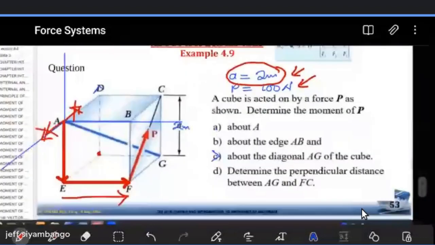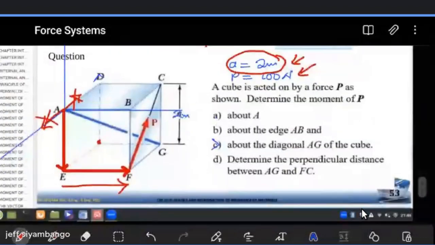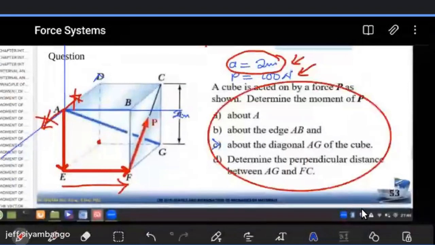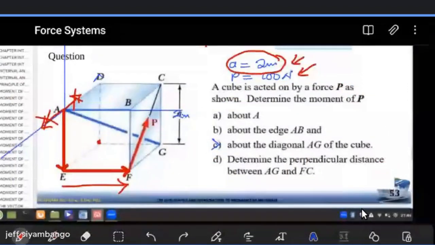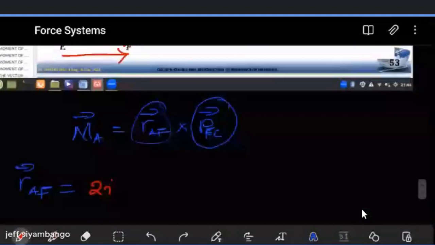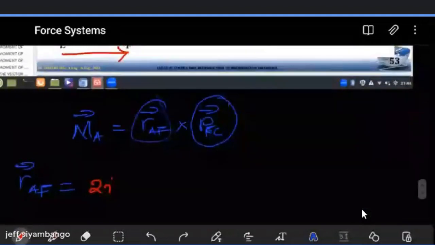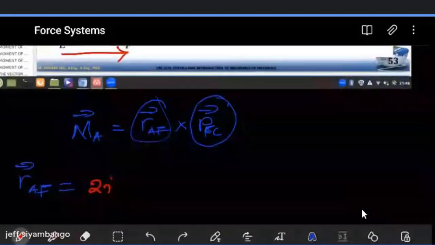So again, I was just specifying that the values for A and P are not specified in the original question. It's just me who placed them there because I feel it will be easier for you guys to understand what is happening. So that's a 2 in the J direction, not in the I. We said in the I, there's nothing happening. So this is in the J direction.